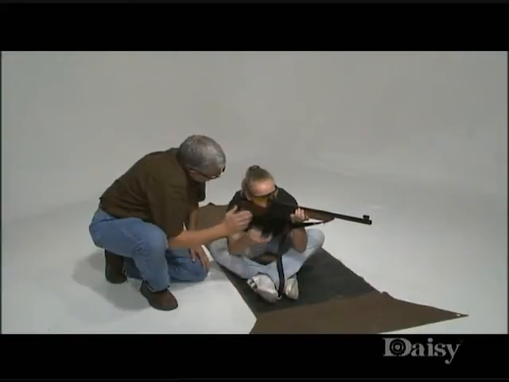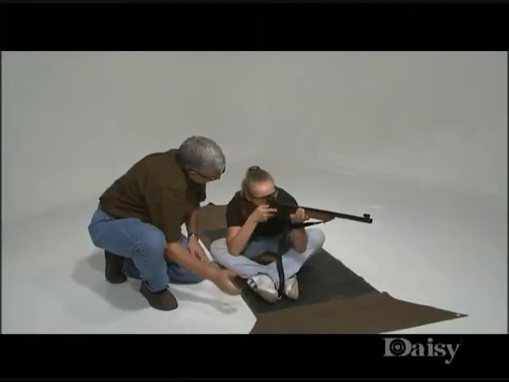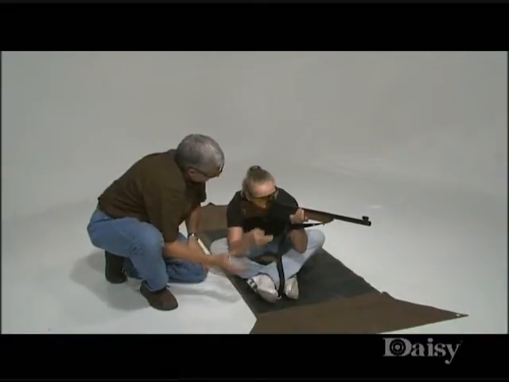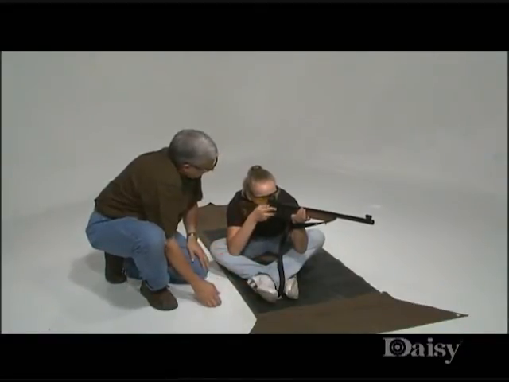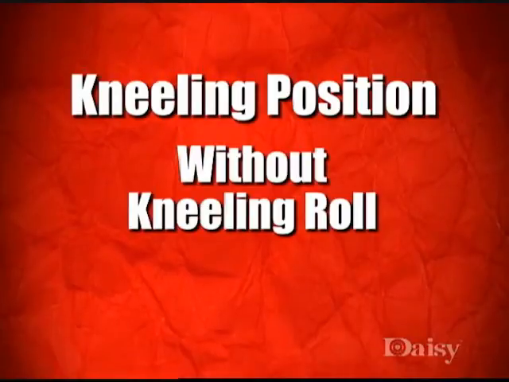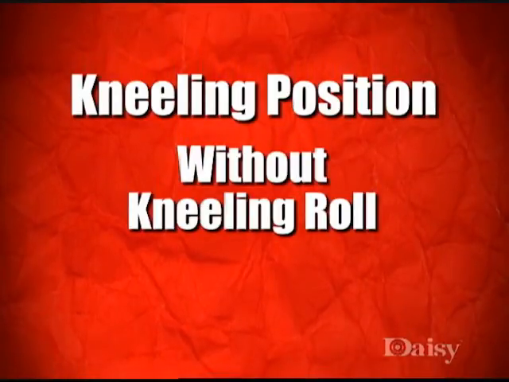The shooter should be relaxed and let their body weight fall forward onto their legs. The head should be tipped down only slightly. While many shooters will use a kneeling roll for shooting in the kneeling position, it is not required. In this position, the body should face 45 degrees from the target.